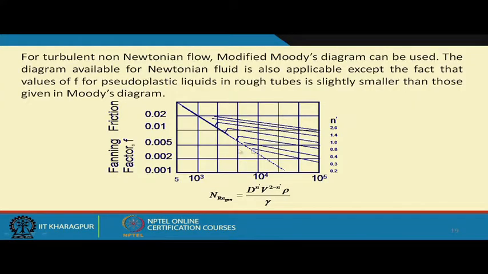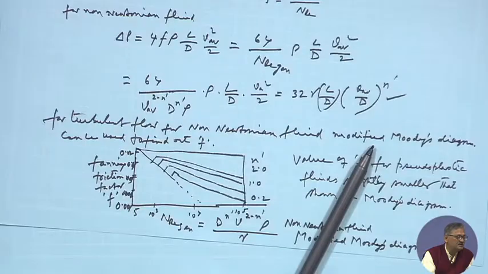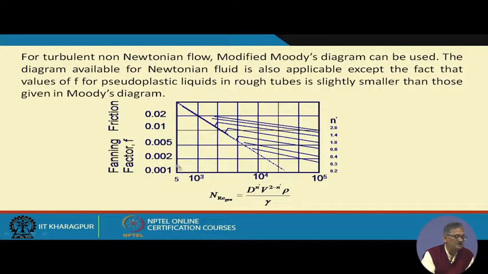Now, for non-Newtonian fluid, Moody's chart was slightly modified, and as we have shown, if we look at this, it looks more or less like that. This is of course taken from published literature, because drawing it on paper is a little difficult, so we had taken it from there. It is in the log scale.